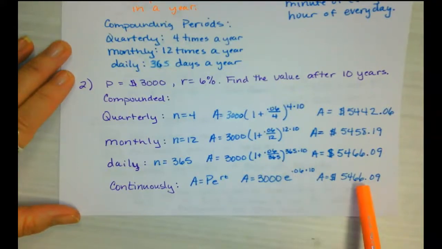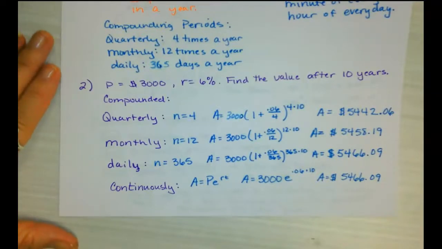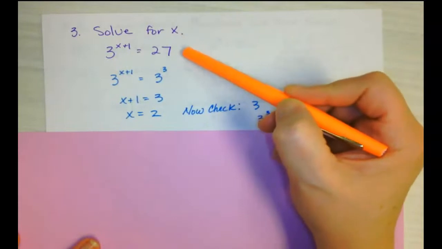And so in this case, it comes out to be pretty much the same because of the way I round off at 2 decimal places to get my money. So it's very close. Sometimes the compounding continuous will be just a little bit more, but it's pretty close in this case. So for number 3, solving for x.